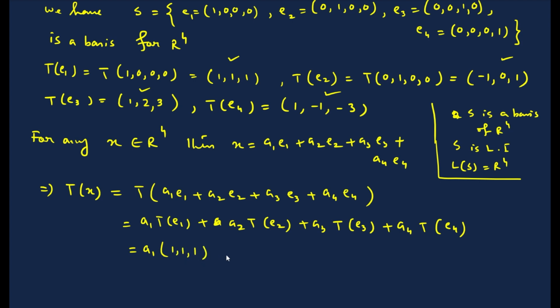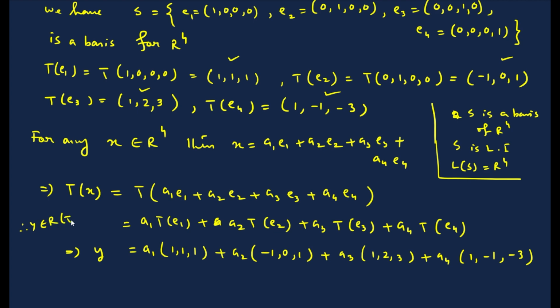T of E1 is (1, 1, 1). Then A2 times (-1, 0, 1). Then A3 times (1, 2, 3). And then A4 times (1, -1, -3). On the left-hand side we have T of X, and in place of T of X you can write Y. T of X is an element of the range space, so Y belongs to R of T, because X is an element of the domain, so its image will be in the range space.